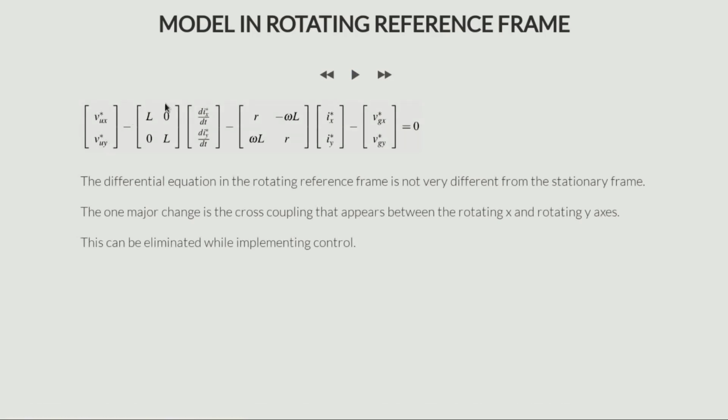We can say that the differential equation in the rotating reference frame is of this order, right? Now it seems identical, but there's one difference. The difference is that there is now a coupling between the x-axis and the y-axis. You see that coupling is there. There are now off-diagonal terms in this particular matrix.